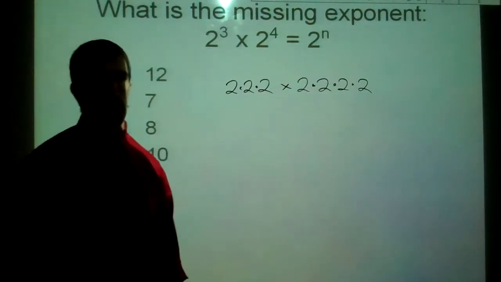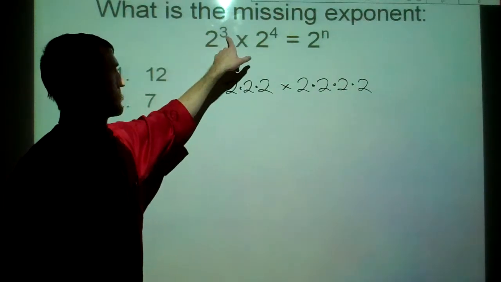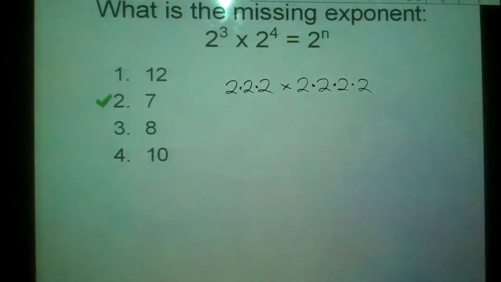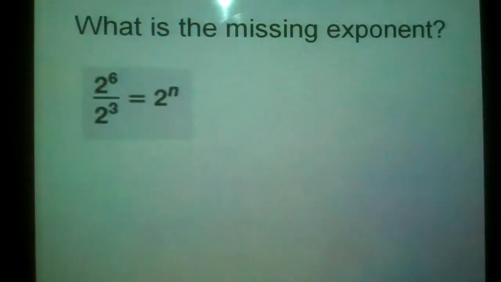In the future, we're going to find out that when we have this situation, we can just add these two exponents, 3 plus 4, to get our 7 right there. And that will be a future lesson.